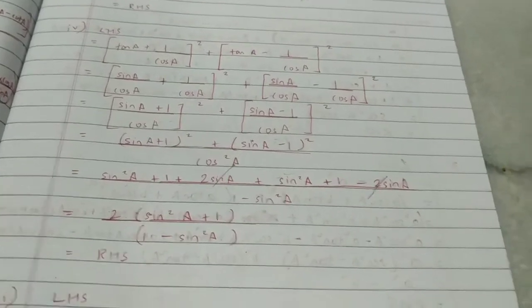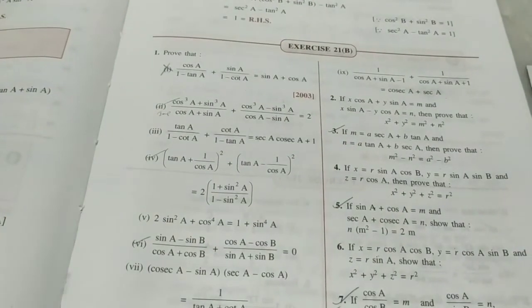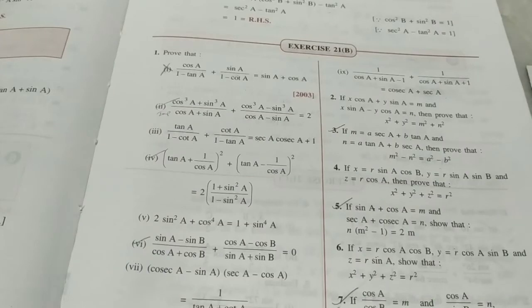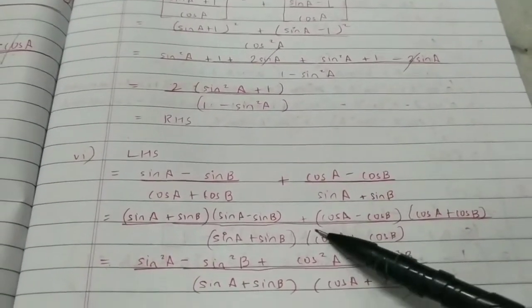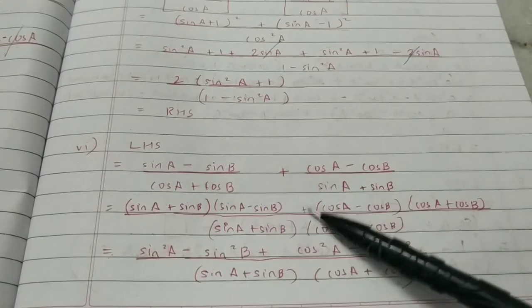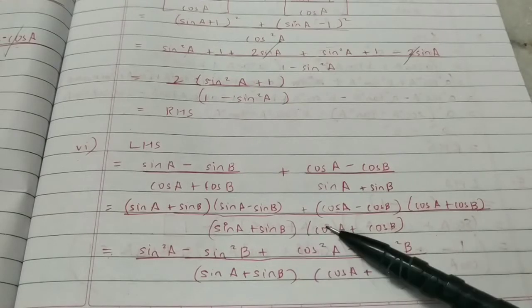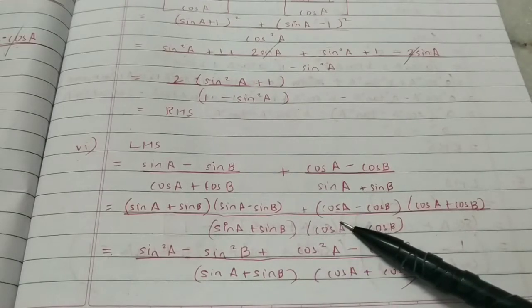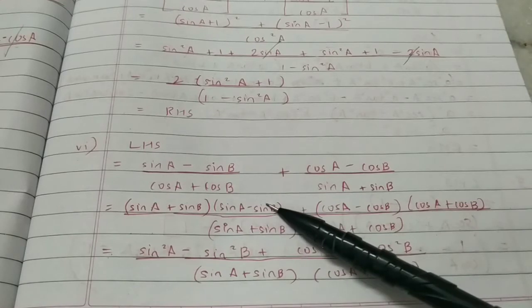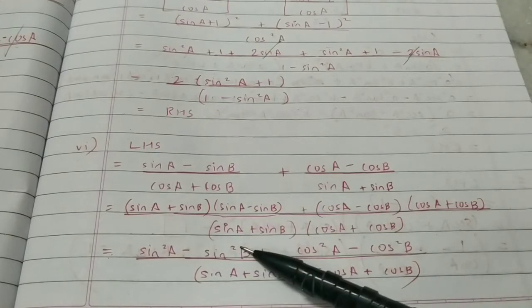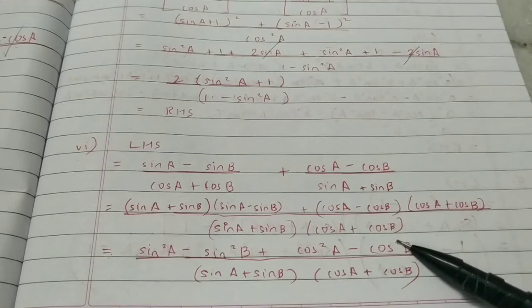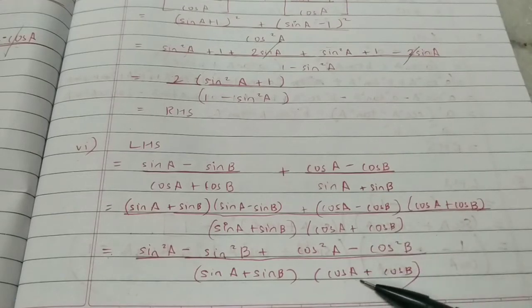Next, the sixth sum. So again, we'll start with the LHS. The denominators are not the same, so we have no choice but to do LCM out here. So after LCM, we got bracket into bracket plus bracket into bracket upon the common denominator, which is again bracket into bracket. Now this is A plus B, A minus B. So use the formula A squared minus B squared. Same thing here, A squared minus B squared. The denominator, let it be as it is. Don't open it.